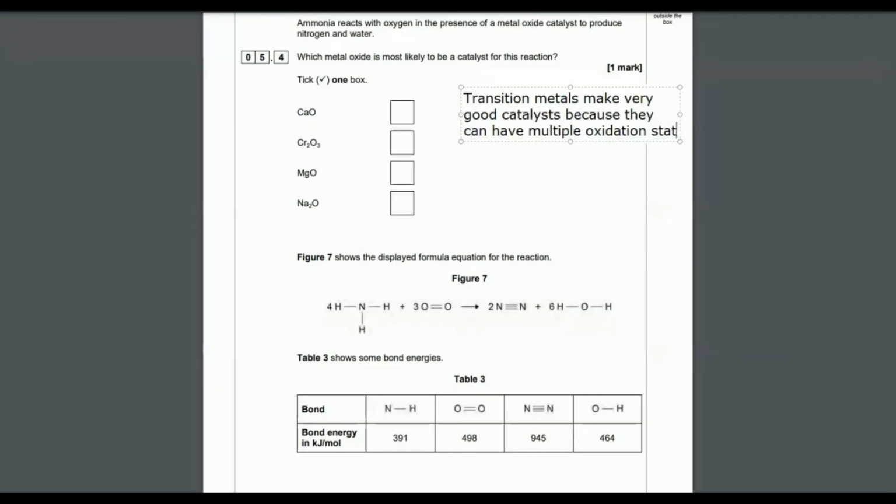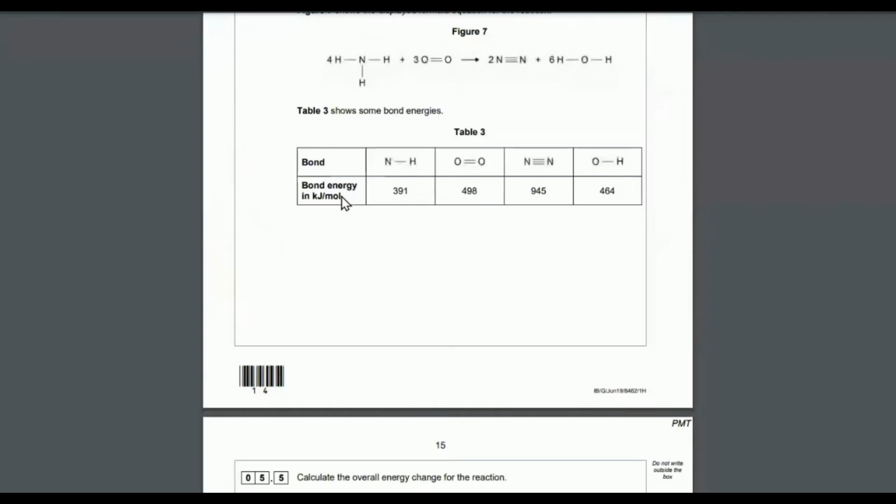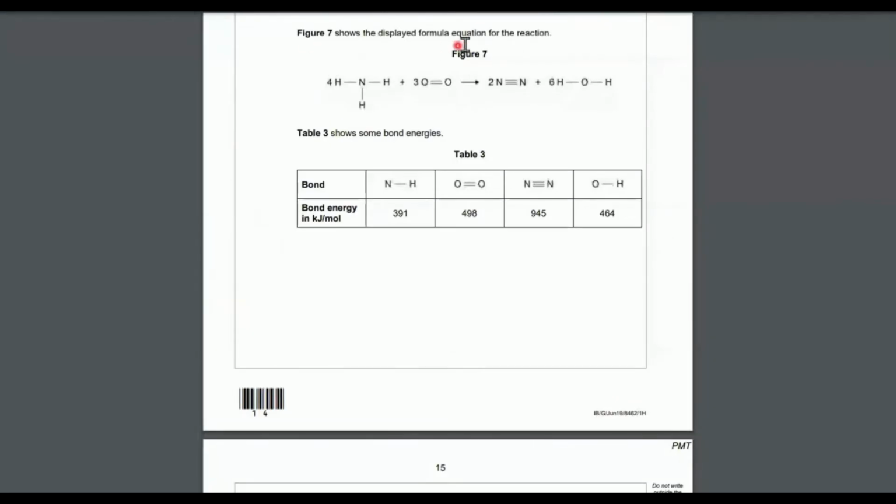So calcium oxide, well, calcium's in group 2. Magnesium oxide, the third one down, magnesium's in group 2. Sodium oxide, the fourth one down, sodium's in group 1. So you're looking at that middle block in the periodic table, and you'll find chromium, I think that says Cr2O5 or something. That is a transition metal. So anything that's from that middle block, like iron or copper, nickel, they're all great catalysts because they're transition metals. They can have more than one oxidation state. They can form different charged ions, like iron can be 2+ or 3+.